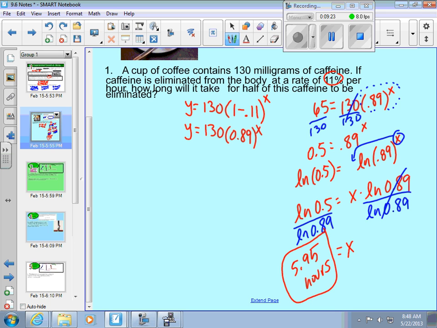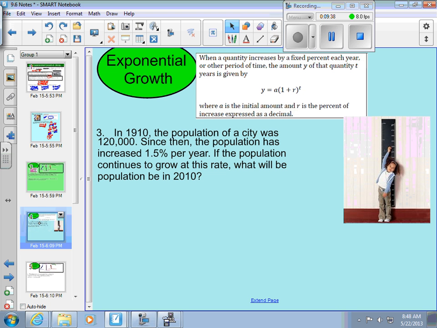All right, for tomorrow, I want you to try number 2. See if you can do that one. It's a similar type problem, an exponential decay problem. Try number 2 out, see what you get. What we're going to do is go down and look at a different type of problem with exponential growth. Exponential growth is where your quantity is increasing by a fixed percent each year.